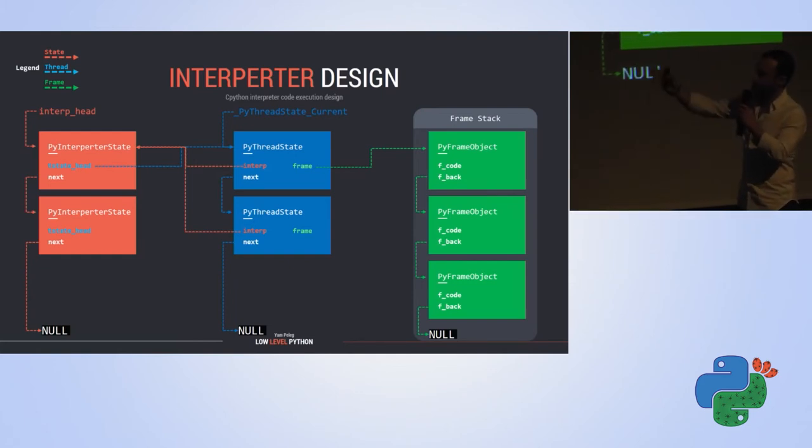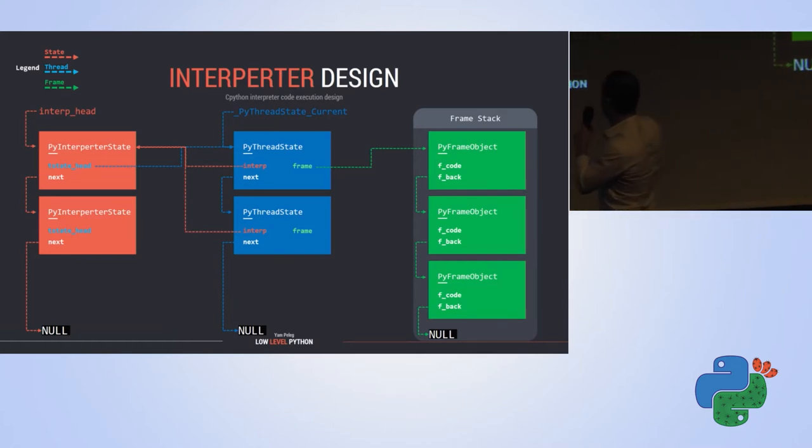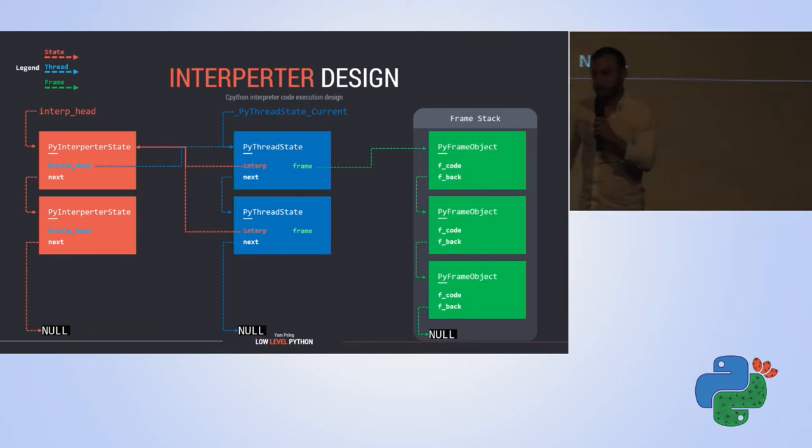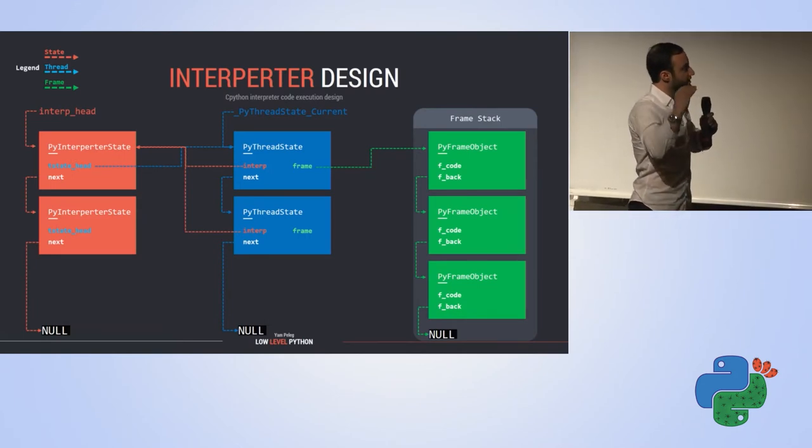We have a linked list for the interpreter states. Each state holds the current running threads, with a pointer to the main thread. Each thread has something interesting called the frame stack, which we're going to get into in a second. A frame holds the current scope of your code. And this is an interesting thing.